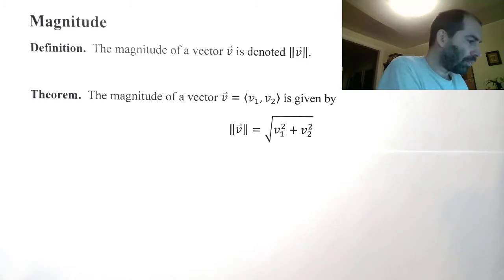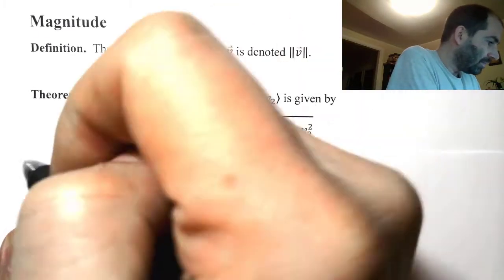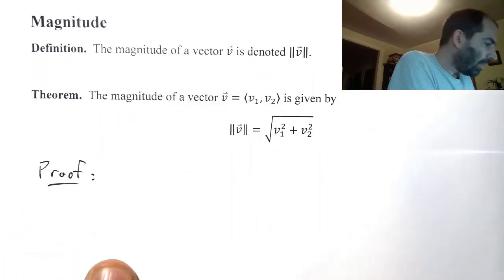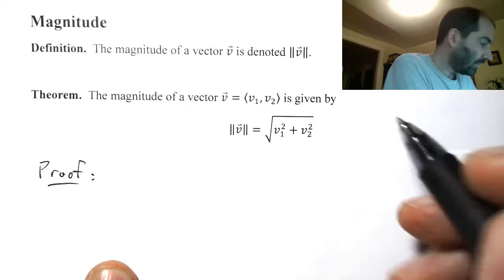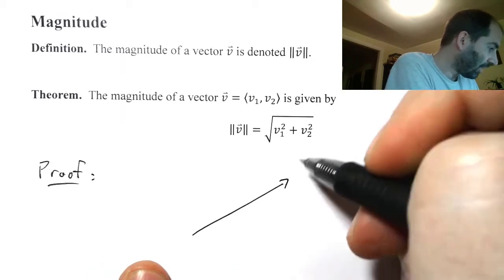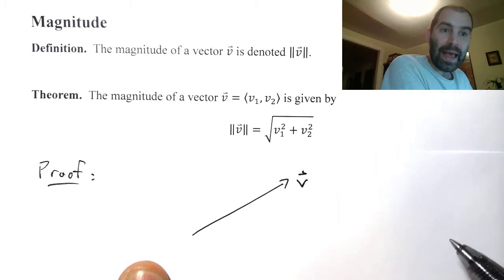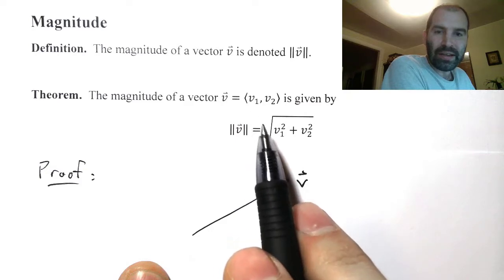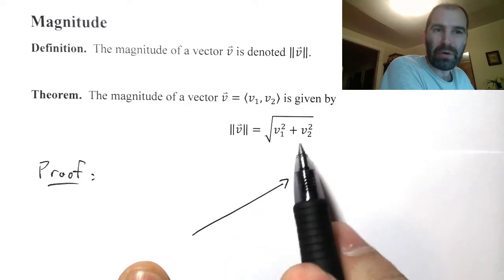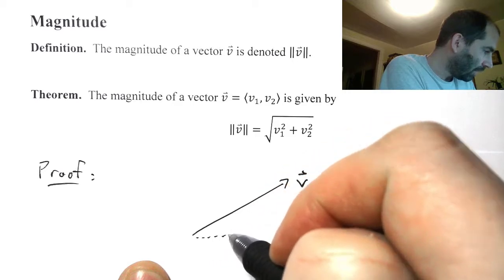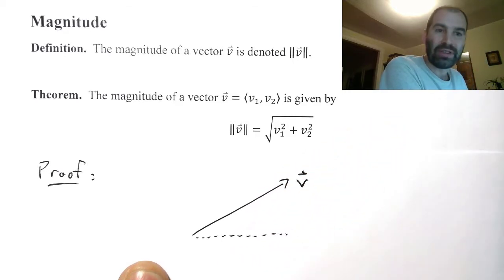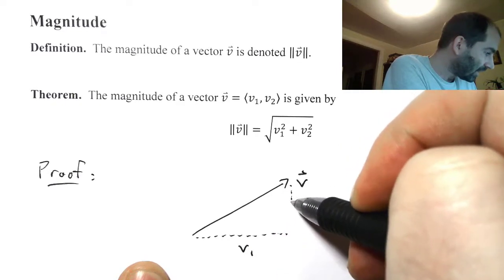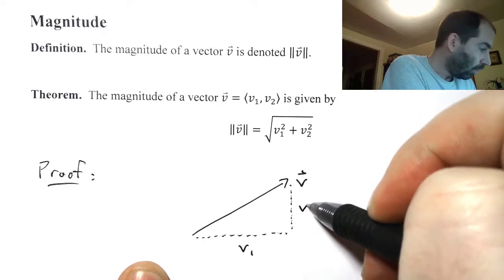Why is this? Can we prove this theorem? Well, let's try it. What's the proof of this theorem? Well, imagine that we had a vector. Let's just draw an arbitrary vector here. That's our vector v, and we want to compute its length. Well, there's a hint here in that we saw that the formula comes from the components. So let's think about those components. One component is the extent to which the vector points in the horizontal x direction. That's v1. The other component is the extent to which the vector points in the vertical y direction.